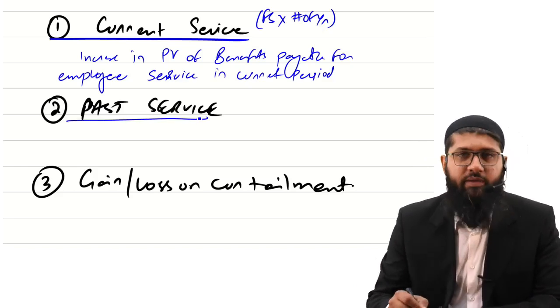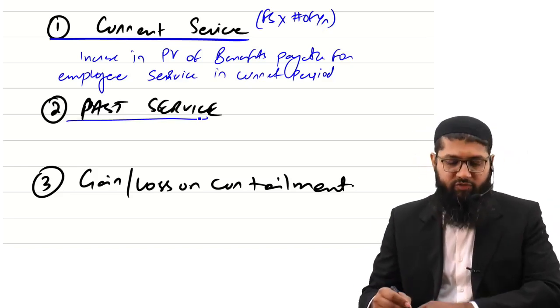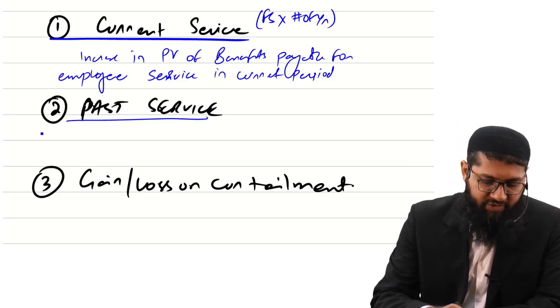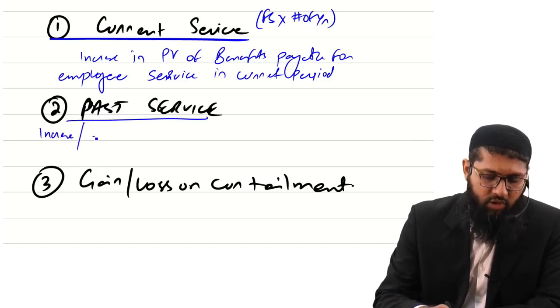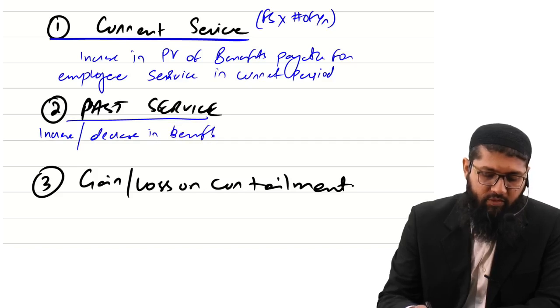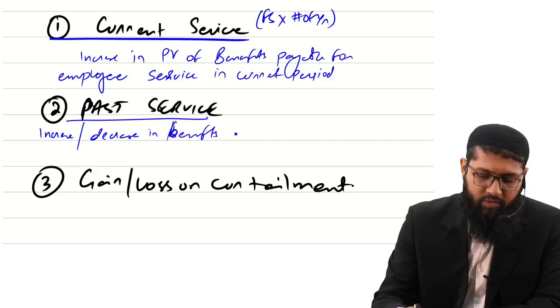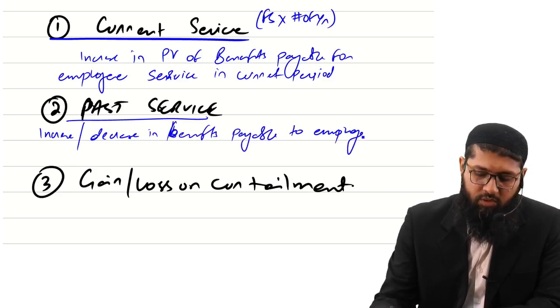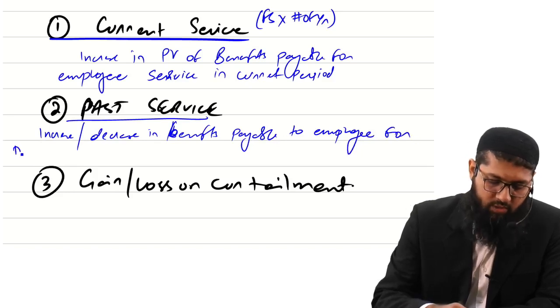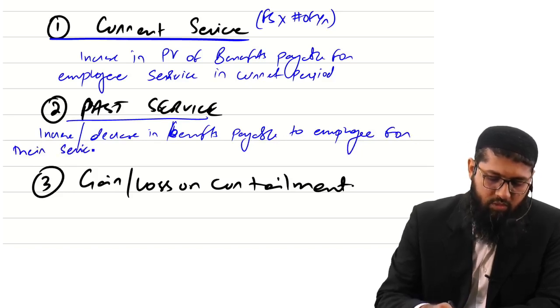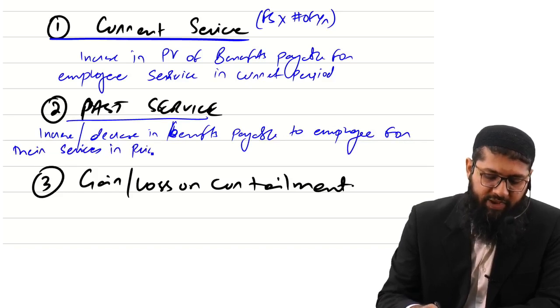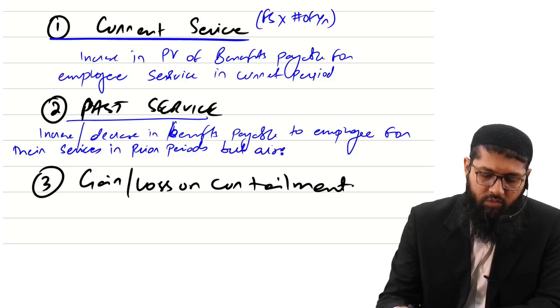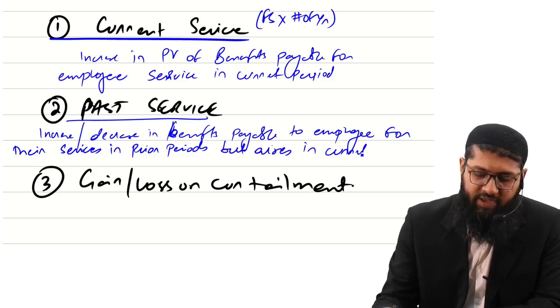The second one is termed as past service cost. What's a past service cost? Past service cost is an increase or decrease in benefits payable to employees for their services in prior periods, but arises in the current year only.